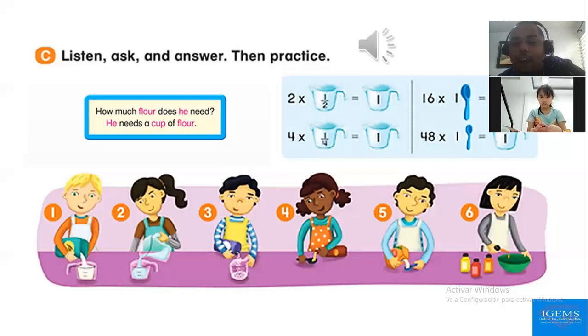Number four. Okay, number five. How much a teaspoon of baking soda does he need? He needs 48 tablespoons of baking soda. Okay. Number six. How much cup of food coloring does he need? She needs 1/2 cup of food coloring. Okay. Well done.